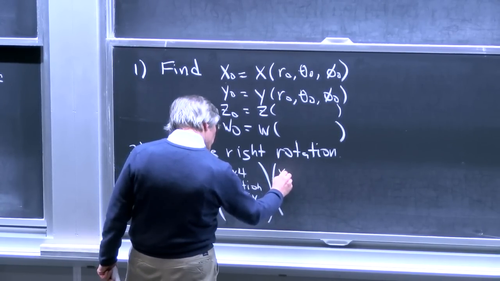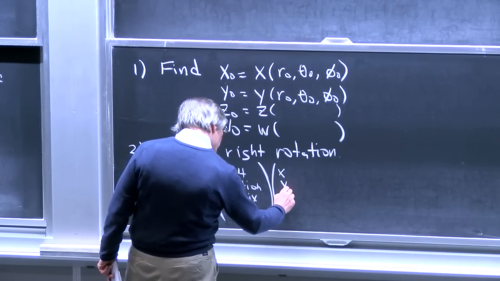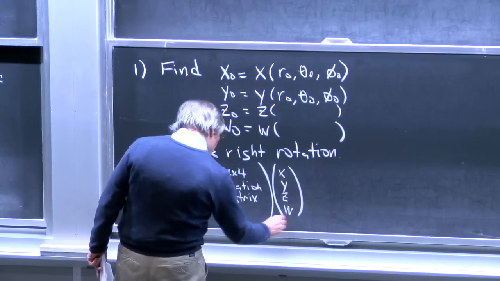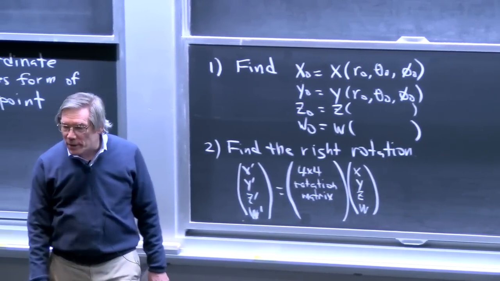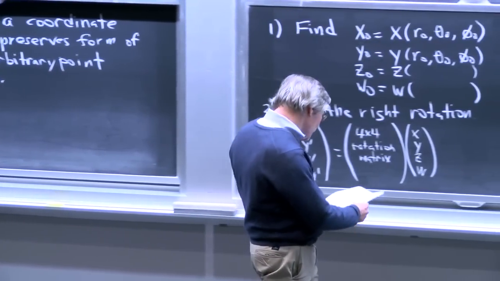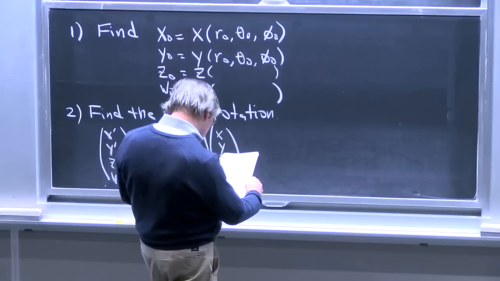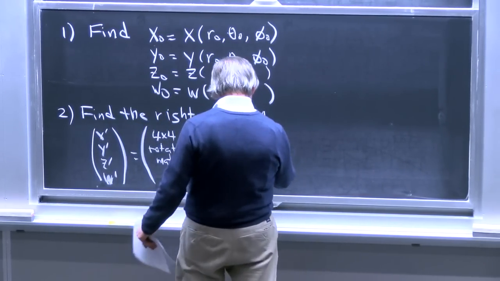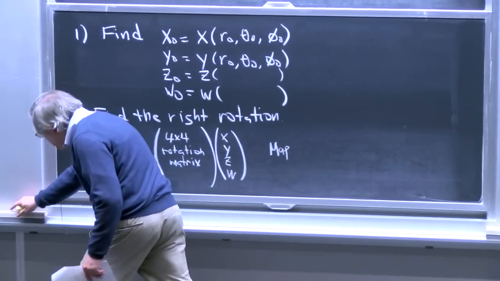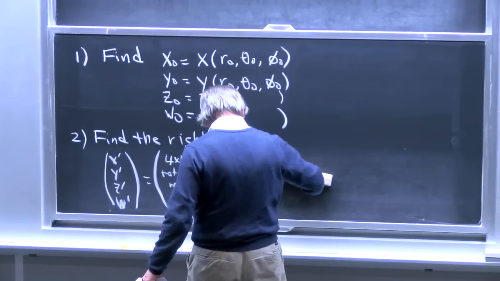Times the original 4 coordinates. So an equation of this form would describe a 4-dimensional rotation. And we in particular want the 4-dimensional rotation which maps, maybe I'll write it as a similar matrix equation.